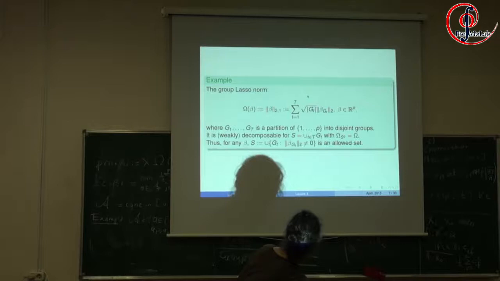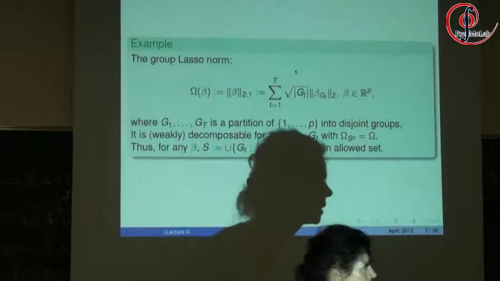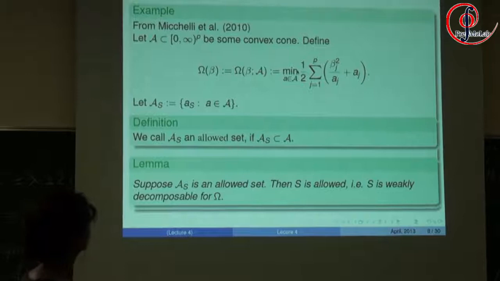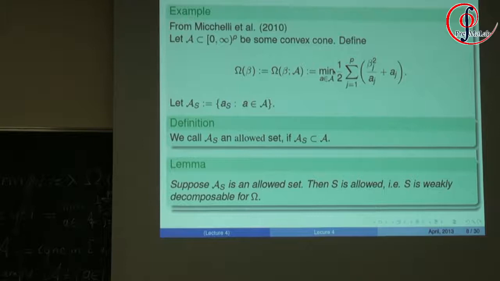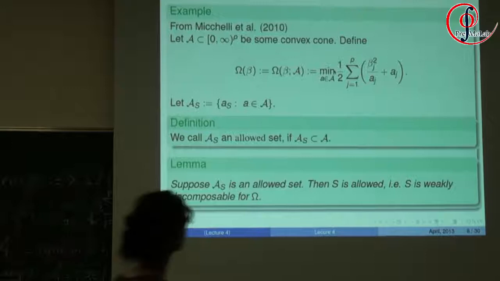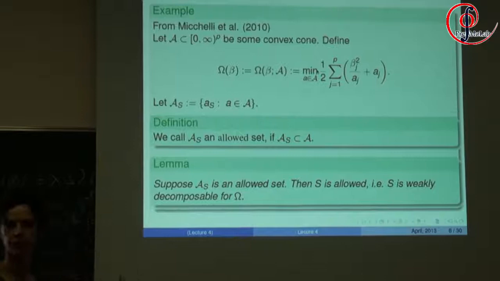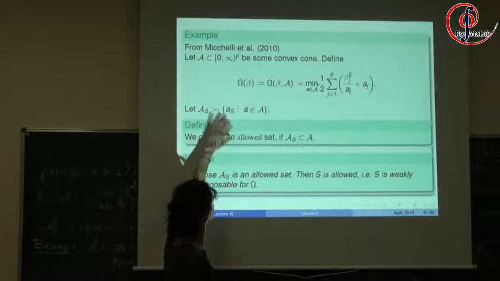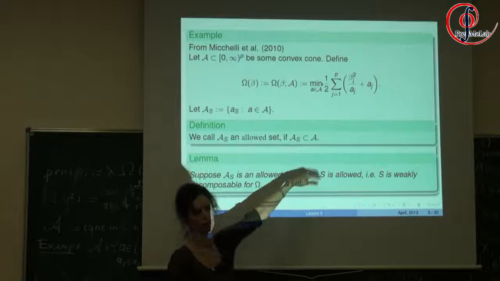So here's the group lasso: allowed sets are unions of groups. This is the example on the board. It sort of generalizes L1 and L2 norms to everything in between. With this example, I just said, okay, first something goes non-zero, and then everything zero is allowed. In general, if you have some cone, an allowed set is a set such that as soon as you put coefficients outside into zero, you still stay within the cone.